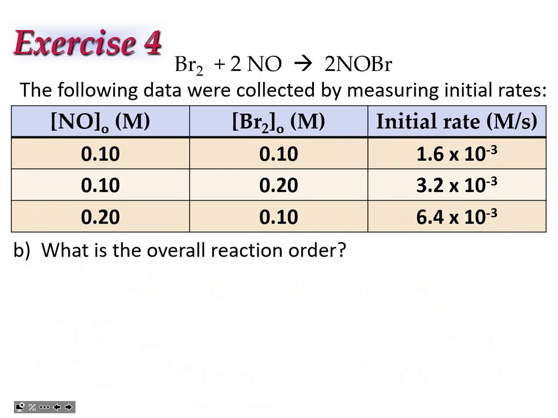Now, based off of that rate law, where we had k equals, how do we figure out the overall order of the reaction? Overall order of the reaction here. What do we need to do?